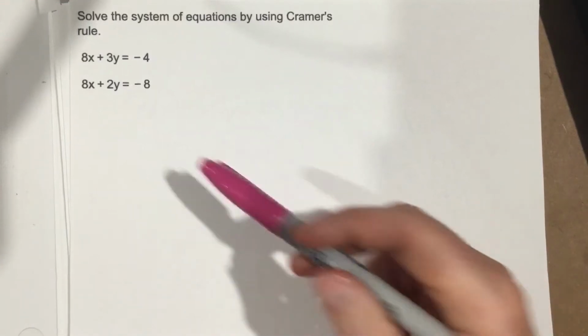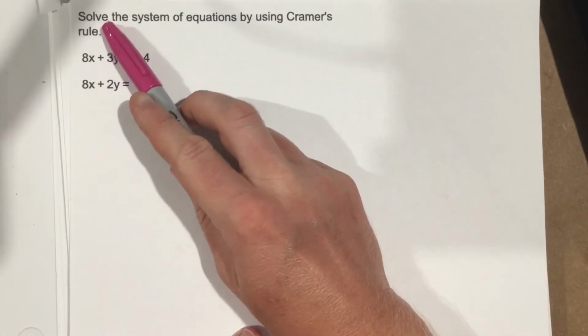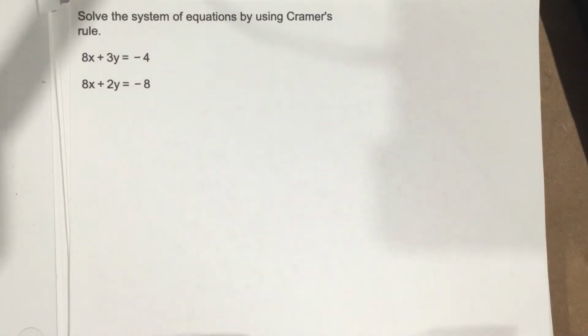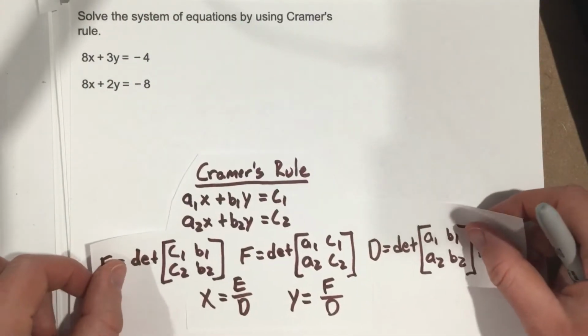This is problem number 9 from section 9.7. It says solve the system of equations by using Cramer's rule. We did this in the previous problem, so I'm not going to go through Cramer's rule entirely like I did in that problem.